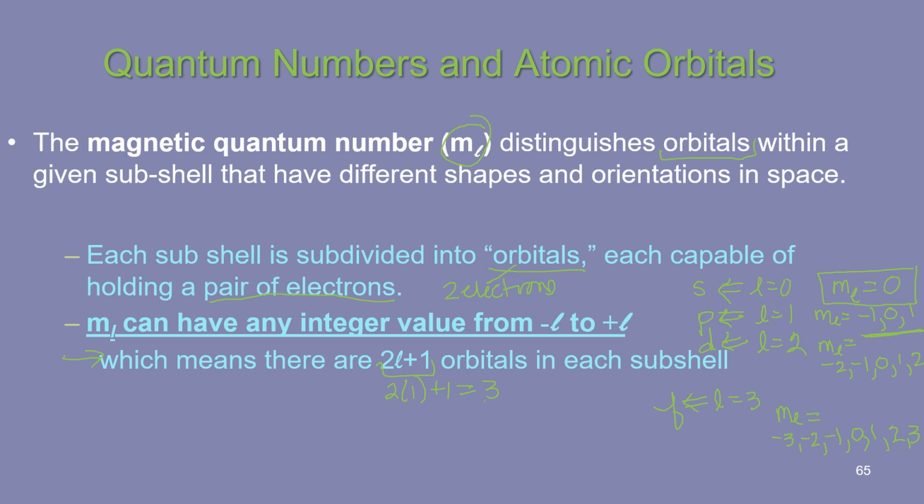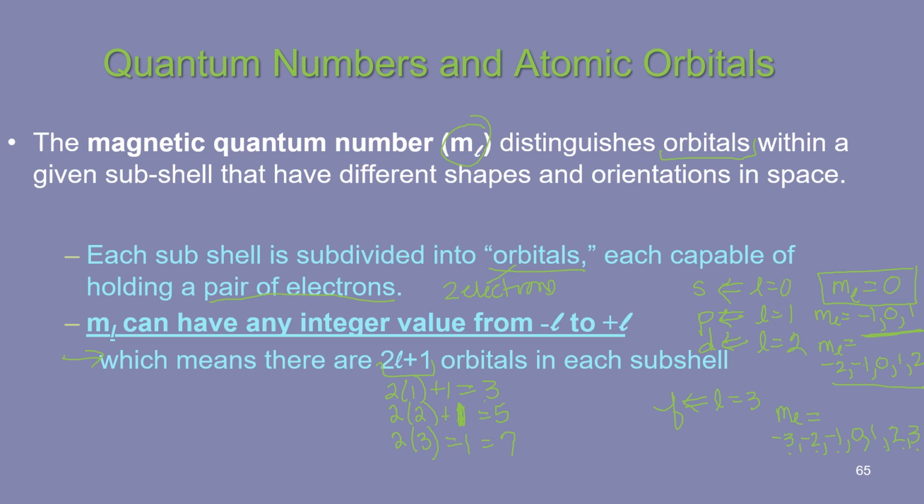If L equals 2, then there are 5 orbitals, and these are the 5 orbitals. And if L equals 3, there are 7 orbitals: 1, 2, 3, 4, 5, 6, 7. So the numbers are 1, 3, 5, 7, 9, 11, 13. They just keep going up by odd numbers. So there are always 2L plus 1 orbitals in any subshell.